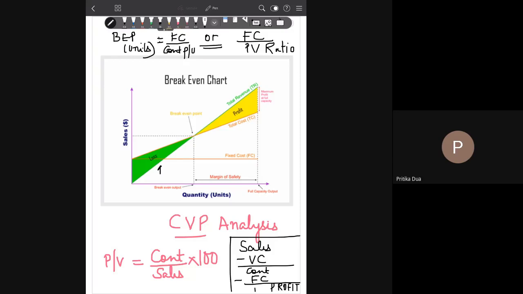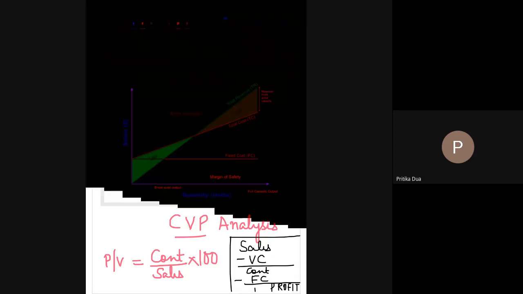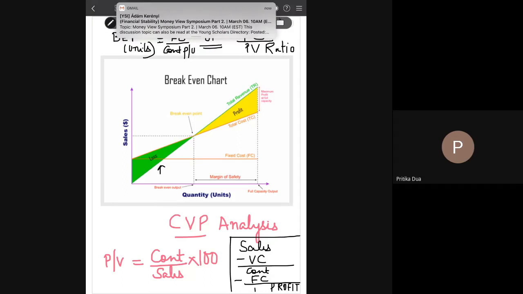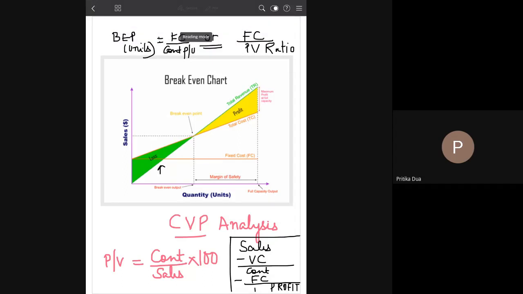So it is the fixed cost which is incurred even when the quantity produced is zero. That makes the total cost line start from a value above zero. So even when there is no sales, the quantity is zero, there is a fixed cost incurred by the firm. Okay, now the total cost and total revenue both are upward sloping lines. They are intersecting each other at the break-even point. There you move on the quantity axis, you get the break-even output.